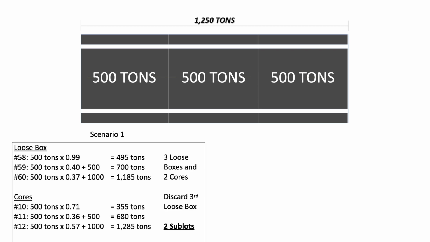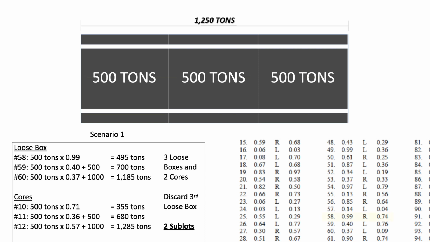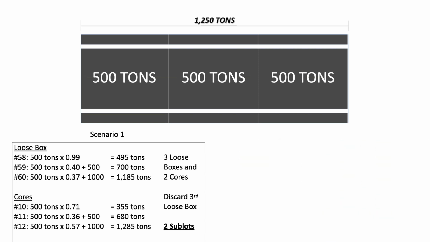As a first scenario, PTM number 1 is used to randomly select a number for the start of the lot. Remember that different random numbers should be used for loose box and core starting lot locations. After completing the calculations, 3 loose boxes would be obtained. However, only 2 core samples would be obtained due to the 3rd core location being outside of the 1,250-ton range. Because the 3rd loose box does not have a companion core, the 3rd loose box should be discarded, which would result in a total of 2 completed sublots for the remaining 1,250 tons.